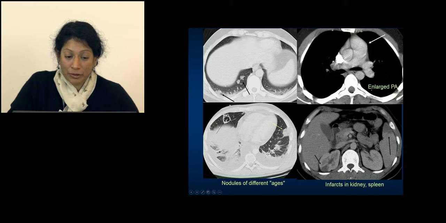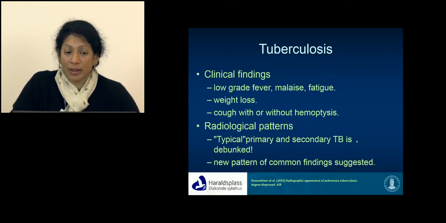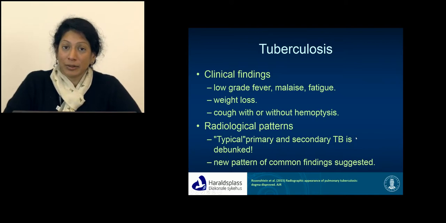You have pleural effusion, and these are the nodules of different ages. If it develops very fast, the patients can also develop pulmonary hypertension, so you have to look for this if you suspect septic emboli, and you also have to look for possible infarctions so that you can rule out or prove aortic endocarditis.